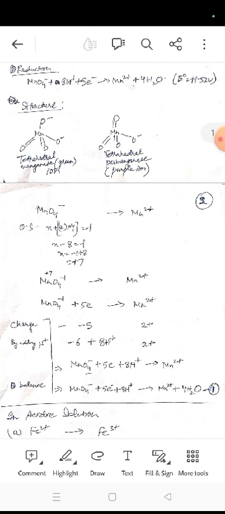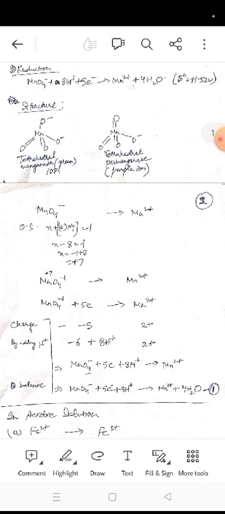Then the oxidation state of manganese in permanganate is plus 7. Here is the calculation: let the oxidation state of manganese be X, and the oxidation state of oxygen is minus 2 into 4 atoms, equal to overall minus 1. So X minus 8 is equal to minus 1, so X will be plus 7. So manganese is in the plus 7 oxidation state, and on the other side it goes to plus 2 oxidation state. So from plus 7 to plus 2 it has gained 5 electrons.